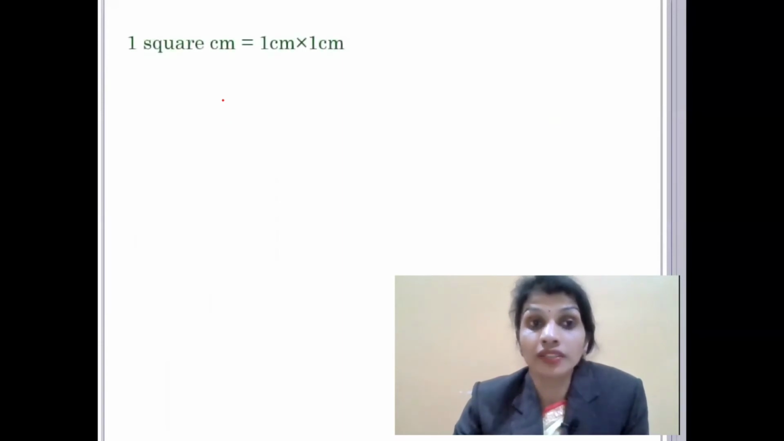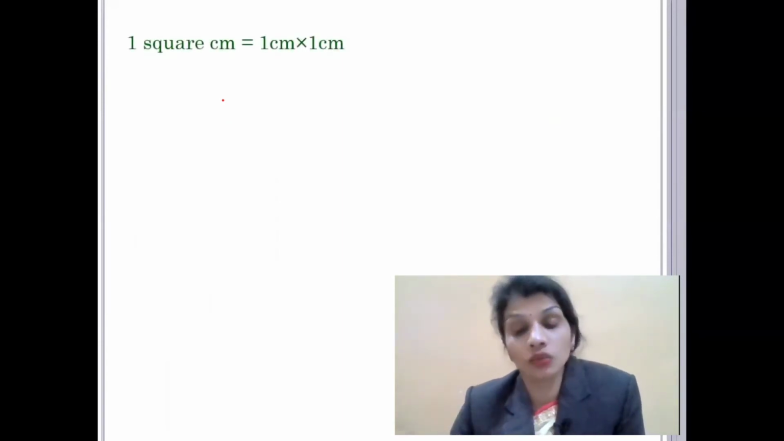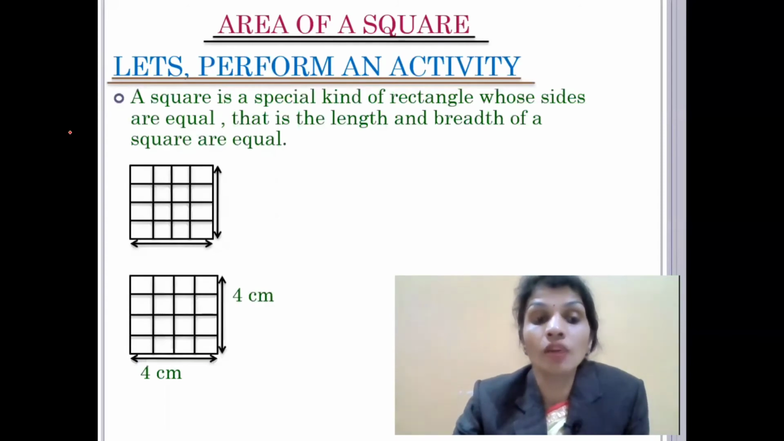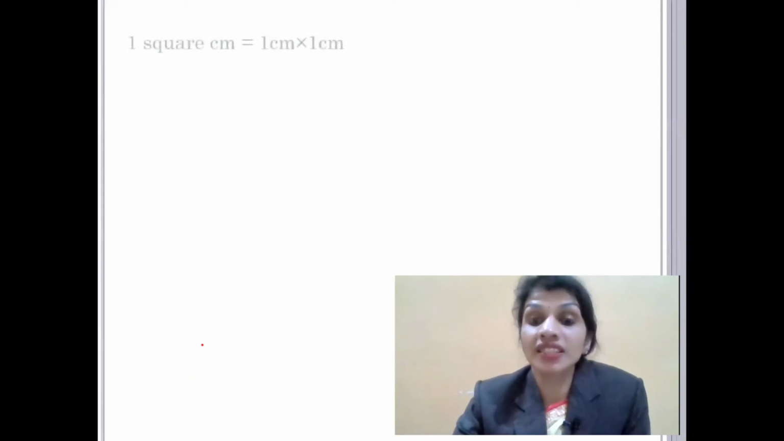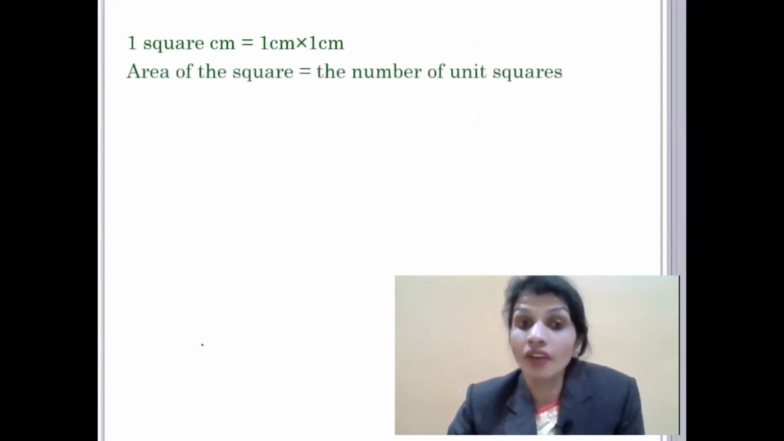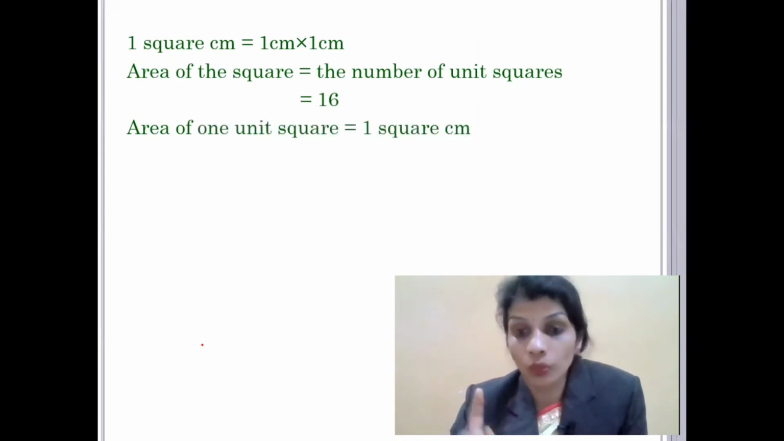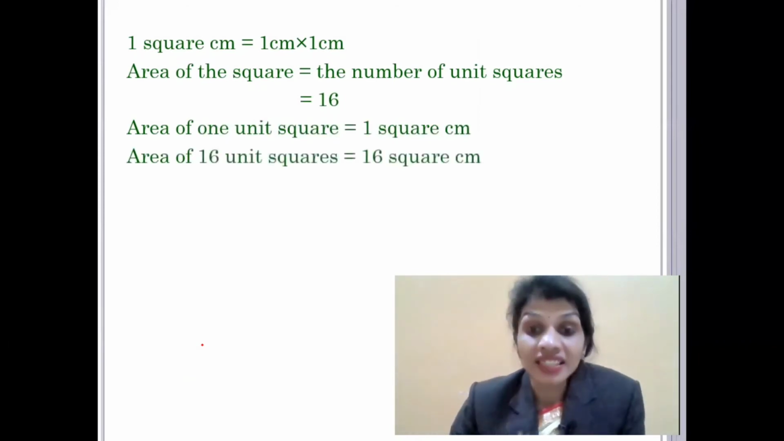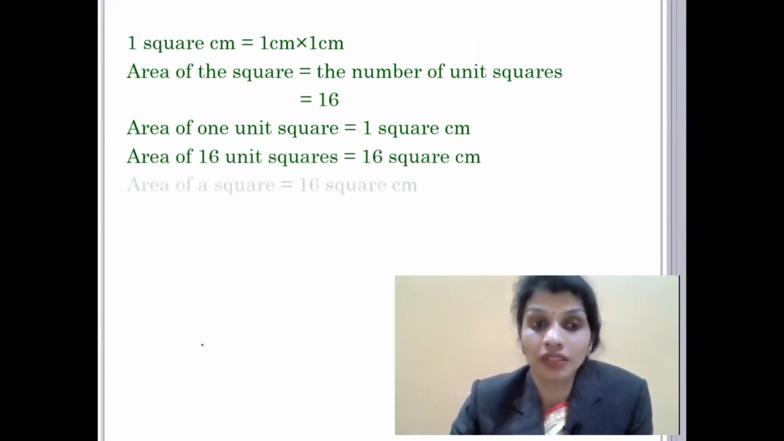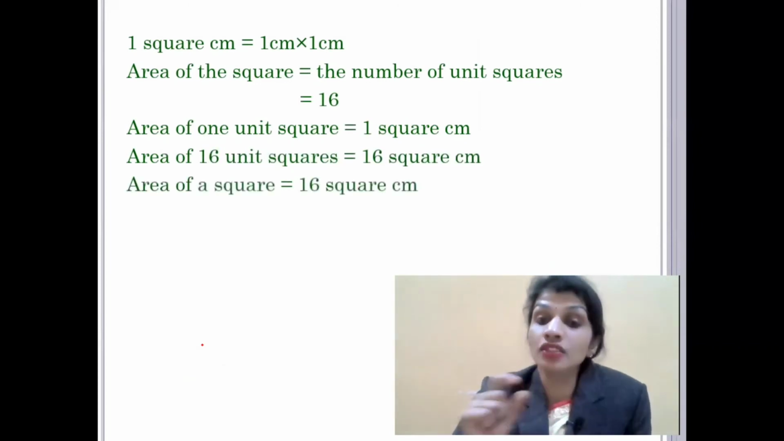So if you count this 1 square centimeter, you know, 1 centimeter into 1 centimeter, and if you count these boxes, how much is it coming? Come on, count. 1, 2, 3, 4, 5, 6, 7, 8, 9, 10, 11, 12, 13, 14, 15, 16. So how much is it coming? It is coming 16. So the area of the square is the number of unit squares, and how much is it? 16. So we can say that the area of 1 unit square is 1 square centimeter and the area of 16 unit squares will be 16 square centimeter. So the area of the square is equal to 16 square centimeter.